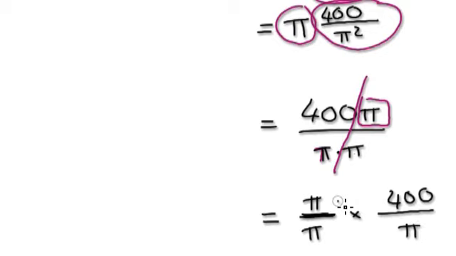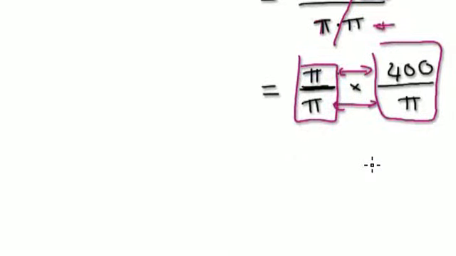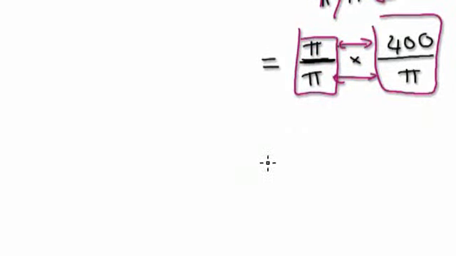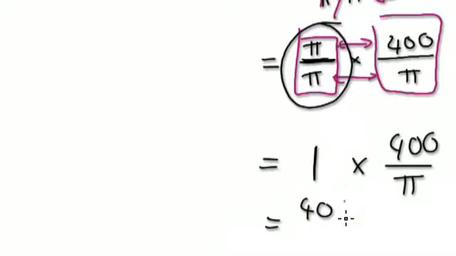So if you don't believe me, here we've got one fraction multiplying another fraction. So top times top is 400 pi up here. You see that? Bottom times bottom, which is pi times pi, which is pi squared. So this whole thing here is just 1. Pi divided by pi is 1, times 400 over pi. Now 1 times anything is just that, 400 over pi. Okay, so the area is 400 over pi.